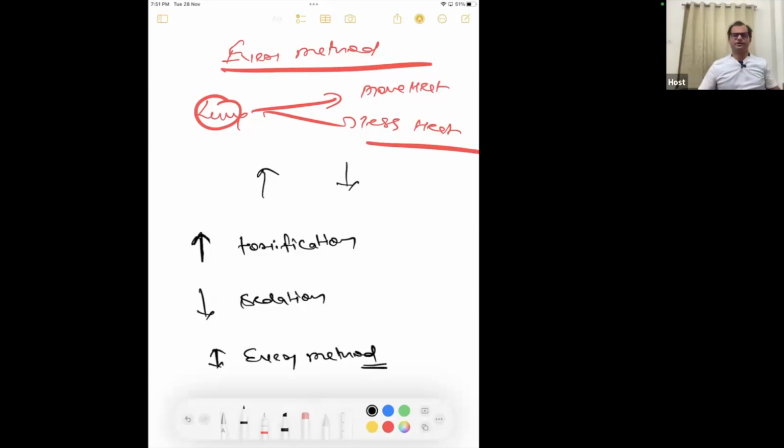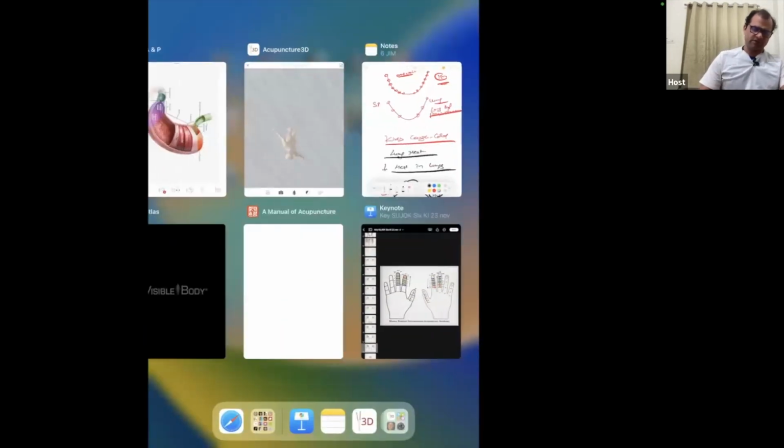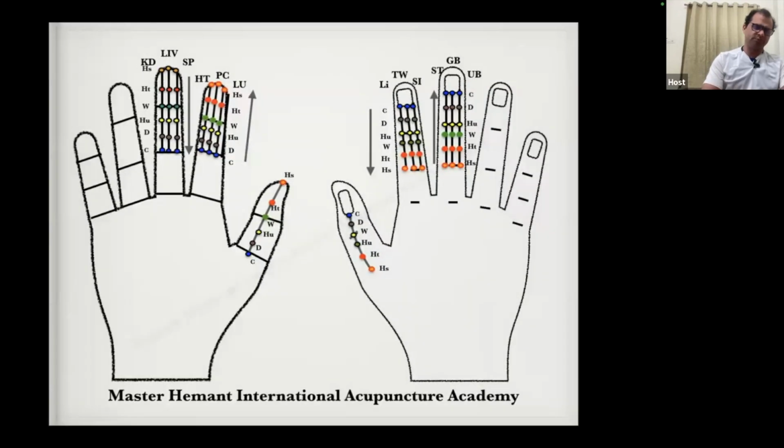मैग्नेट से कैसे करना हम समझेंगे, right? Okay. In the even method, we are not putting needles in any directions. We are just putting the perpendicular needle. Neither we are putting needle on the normal direction or in the reverse direction. We are just putting perpendicular needle for the even method.